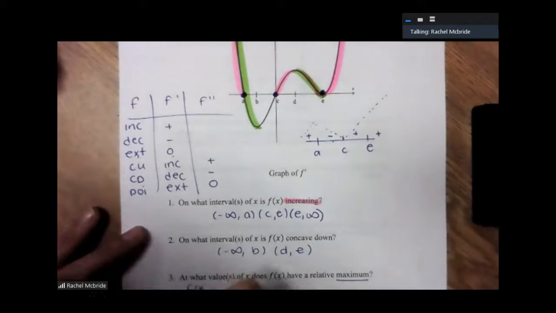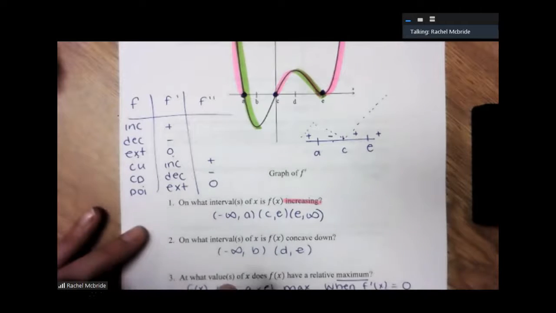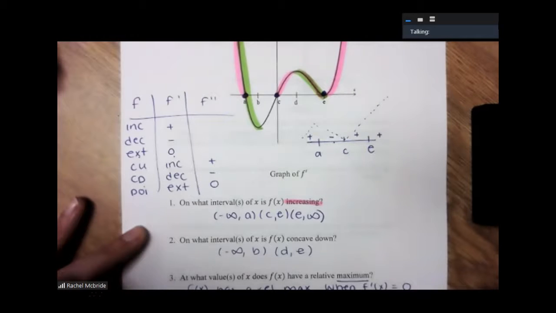So f of x has a relative max when f prime of x equals 0 and f prime of x goes from positive to negative, which occurs at x equals a.